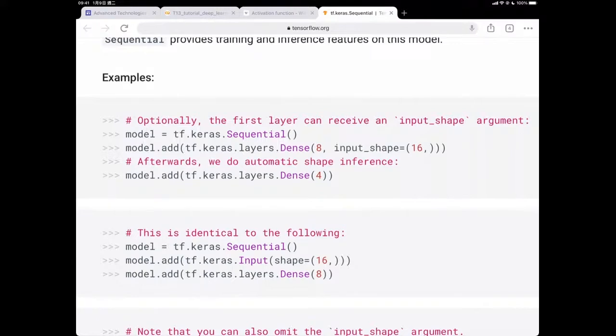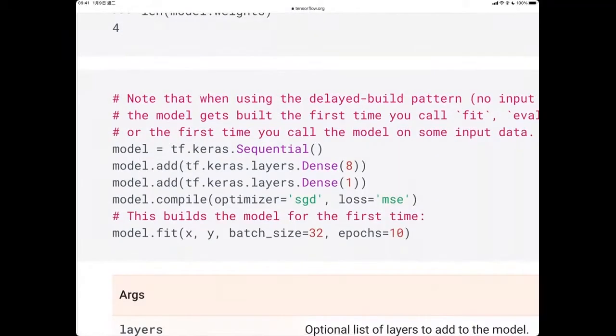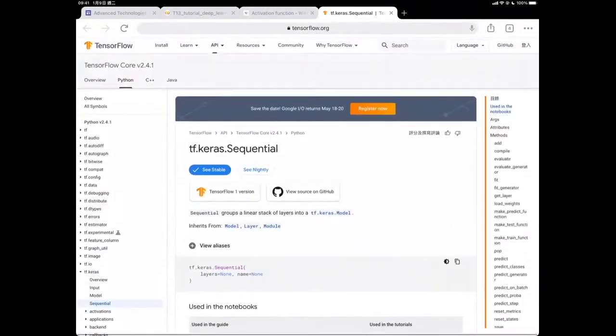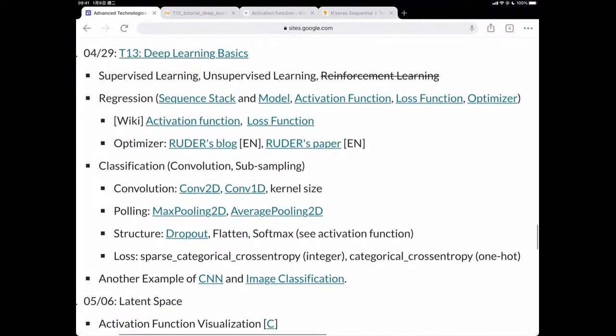The last line, model.add tf.keras.layers.Dense 4, means I would like to add another layer to this existing model. So this model has 2 layers, and both of them are dense layers. One of them has 8 neurons, the other one has 4 neurons. So the next question is, how many different kinds of layers does Keras support? I strongly recommend you go to the website right here and click this one, model.